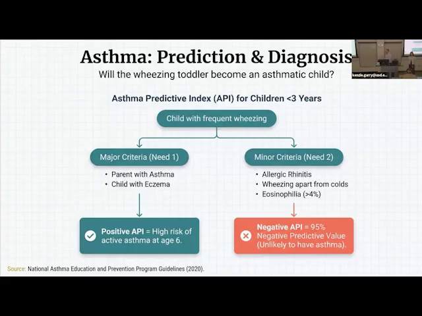So we call it reactive airway disease, but reactive airway disease and asthma are almost similar diseases. If the patient's father or mother has asthma, they are at high risk. Or if they have another disease like allergic rhinitis, or wheezing with colds, or eosinophilia on CBC, these are also minor criteria.